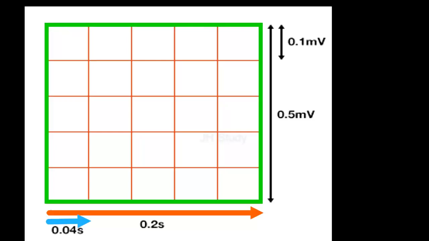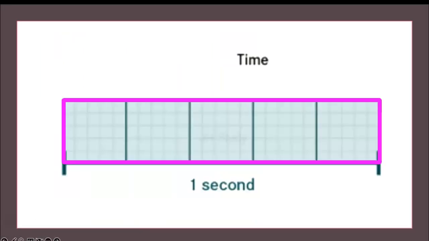In the horizontal direction, each small square box takes 0.04 seconds. We have 5 small boxes in the horizontal line, and 0.04 multiplied by 5 is 0.2 seconds. That means one large box is 0.2 seconds. If one large box is 0.2 seconds, what is the time for 5 large boxes?